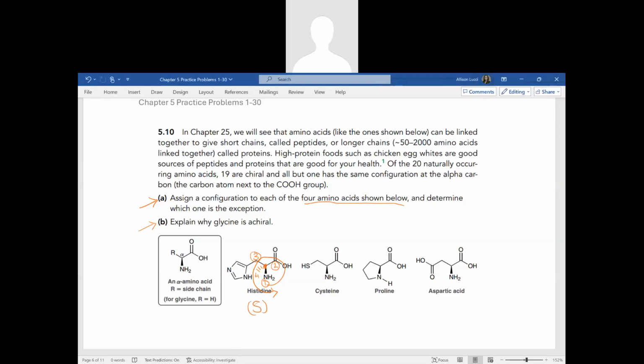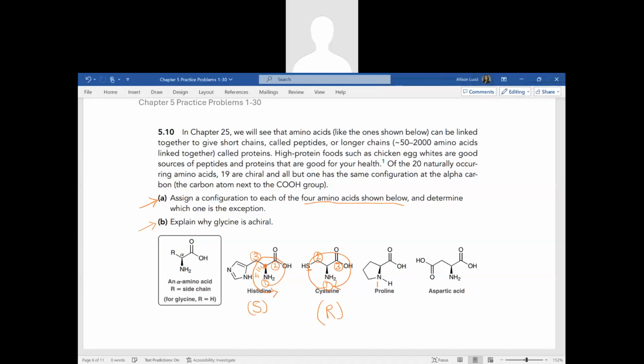Let's take a look at cysteine here. So again, the number 1 priority is on our nitrogen. This time, we're going to look at the carbon that's bonded to the sulfur here. That would have higher priority because sulfur is heavier than the oxygen that we see over here. So we'll take note of that and see that this is an R configuration. So we might have found our exception already, but we'll keep going.